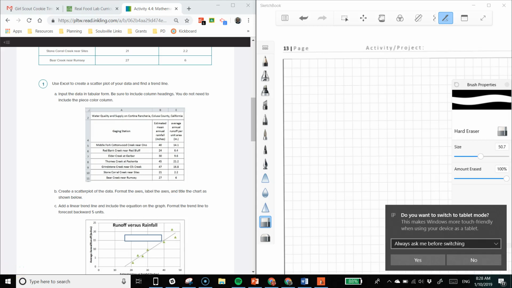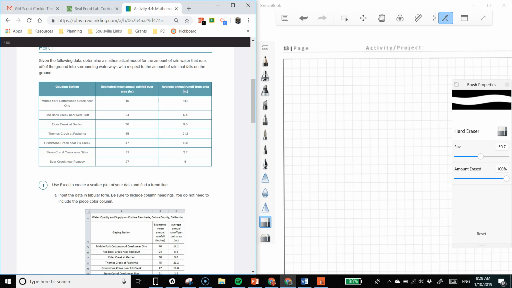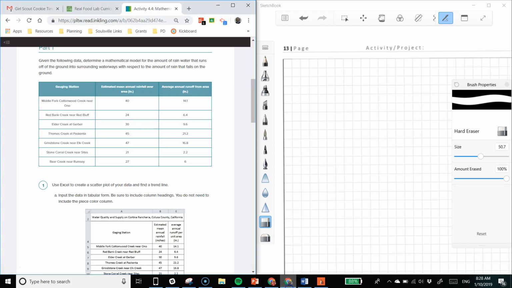Alright, ladies and gentlemen, I'm going to walk through how to complete steps 1 and 2 for activity 4.4, but I'm not going to use the data sets given here. You will need to use those, but I'm going to be using the data set that we did in the example yesterday. So when I am showing you how to do this, the answers may not be the same, but the method will be. So let's take a look at what we need to do here.